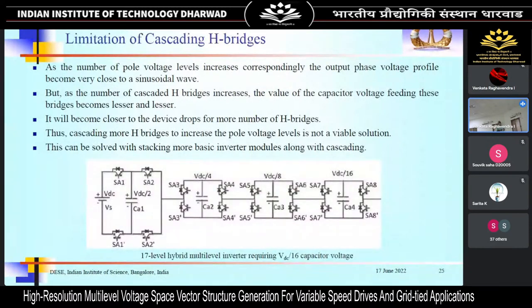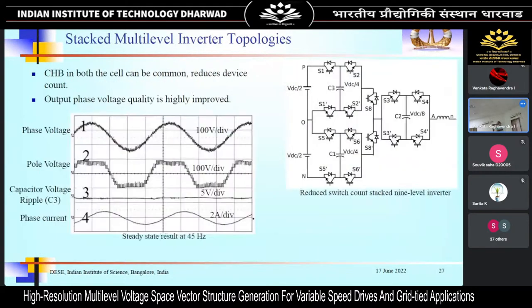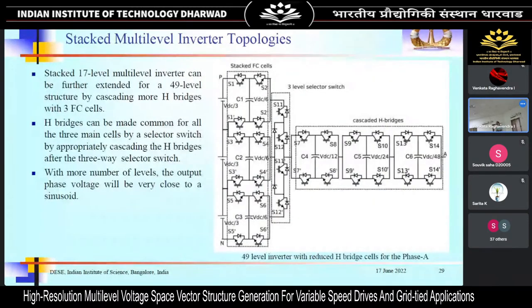See, every phase has this much extra device. So what we did here, we made it common. This is common by a selective switch. If you see here, we have VDC by 3, VDC by 4, so total VDC by 3. As the fundamental cycle goes, this will work for one time period, this will work for one time period, this will work for one time period. But this will be common to all.